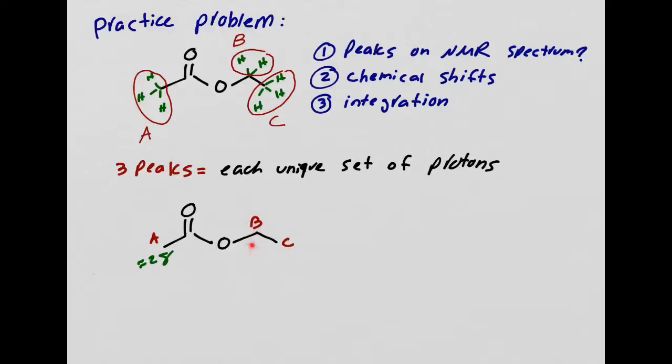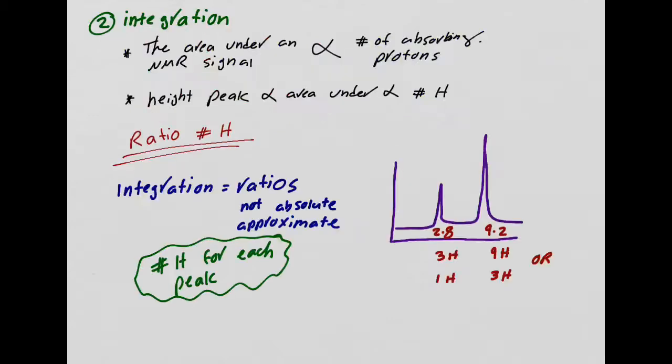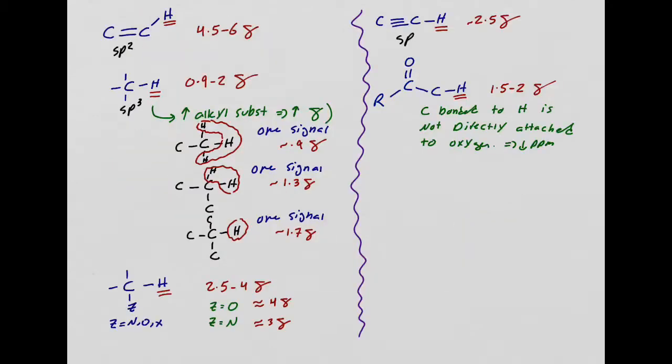How about over here? What do you think? Now, the carbon attached to these hydrogens is directly attached to an oxygen, right? So if you're directly attached to an oxygen, you're going to be more downfield. So this is going to be around 4 ppm. Okay, you guys are going to be good so far?